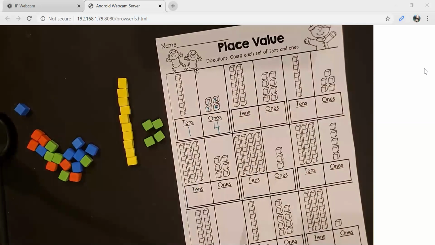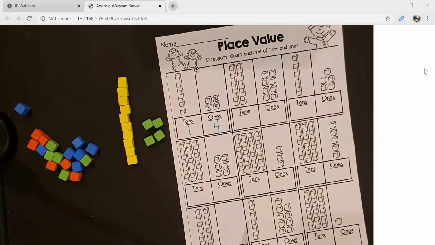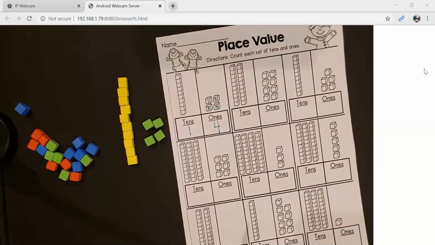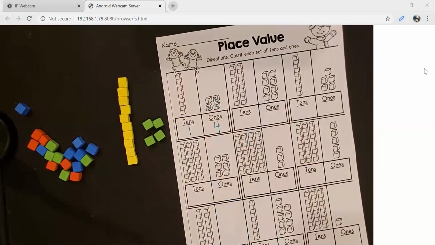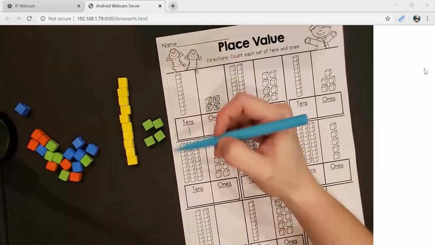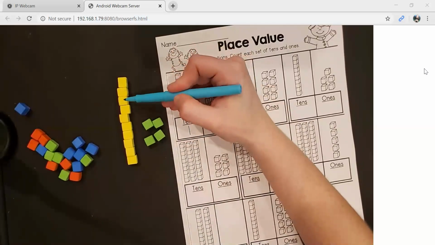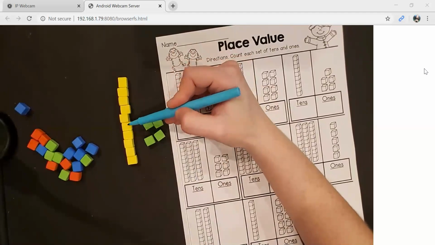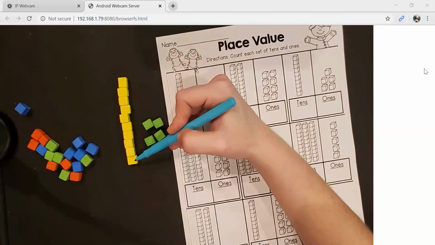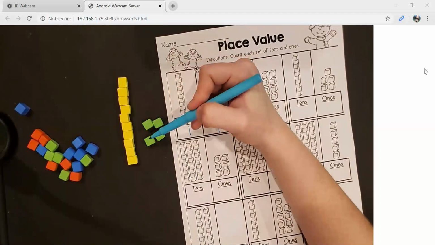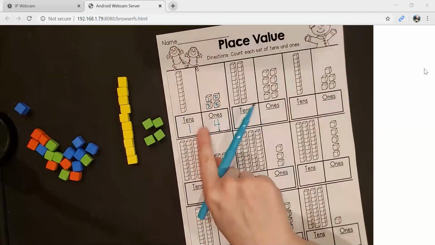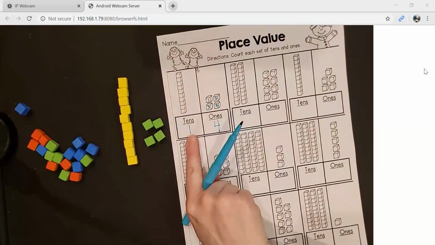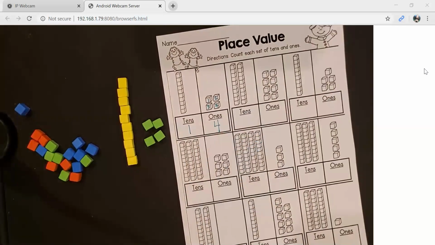Now that's easy peasy. But it's also important to know, what is this quantity all together? Okay, so if I were to count all of these, 1, 2, 3, 4, 5, 6, 7, 8, 9, 10, 11, 12, 13, 14, I would see that I have a quantity of 14. And a 1 and a 4 together makes 14. So I know that that is correct.